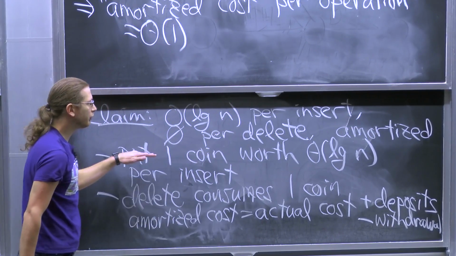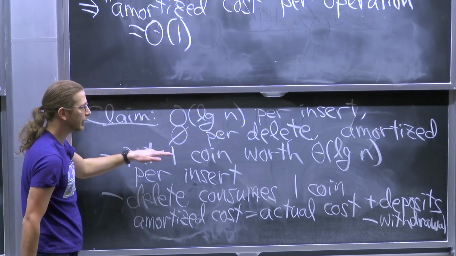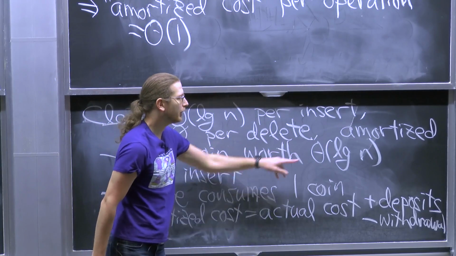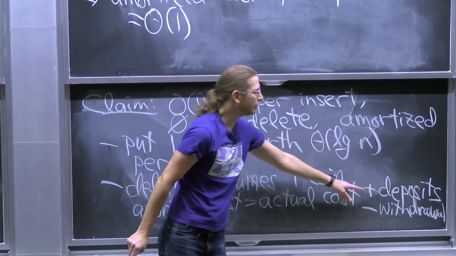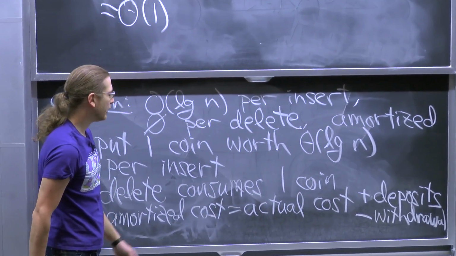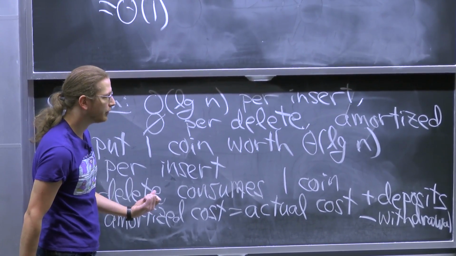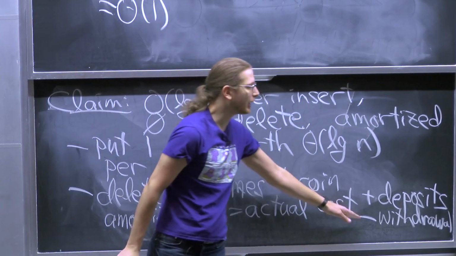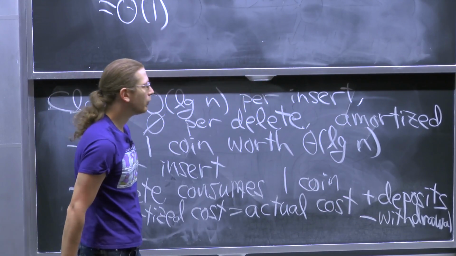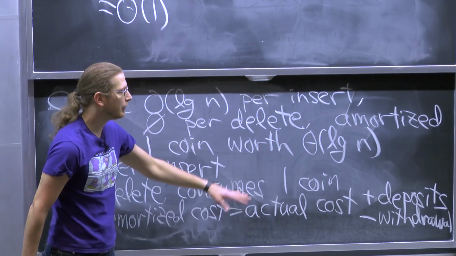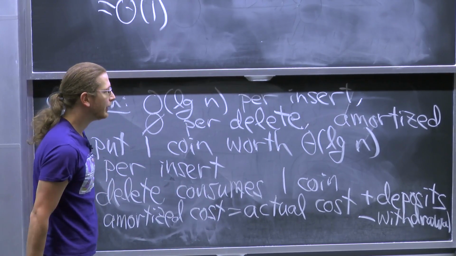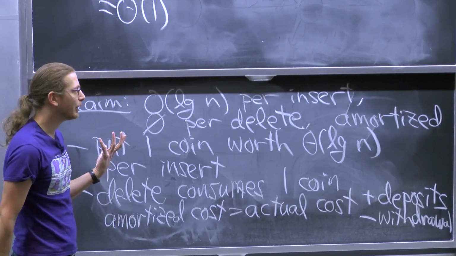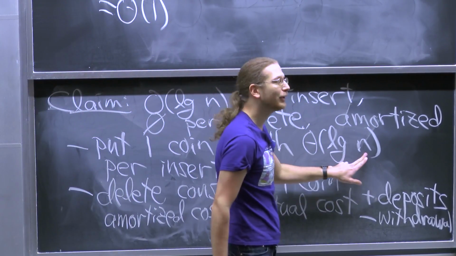OK, so insertion, we just double the cost because we pay log n to the real thing. We pay log n to store the coin. That's the plus deposit part. So insertion remains log n. And then deletion, we pay log n to do the deletion, but then we subtract off the coin of value log n, so that hopefully works out to 0. But again, we have this issue that coins actually have different amounts depending on what the current value of n was.